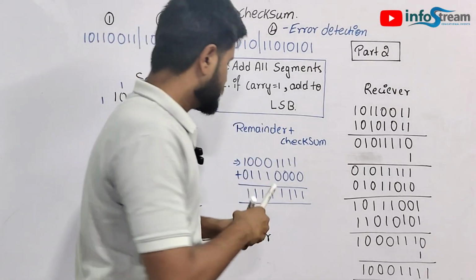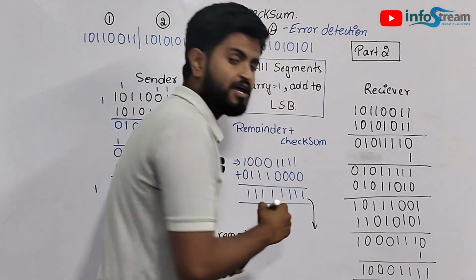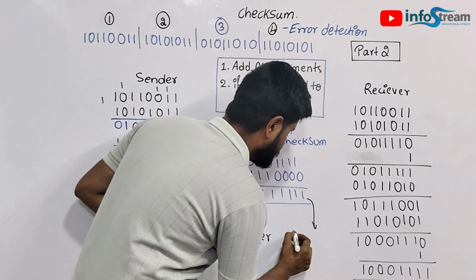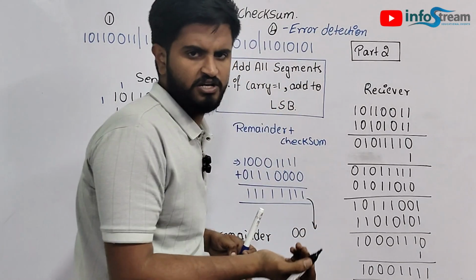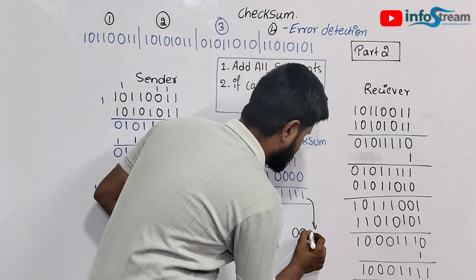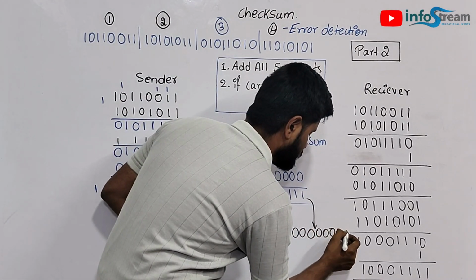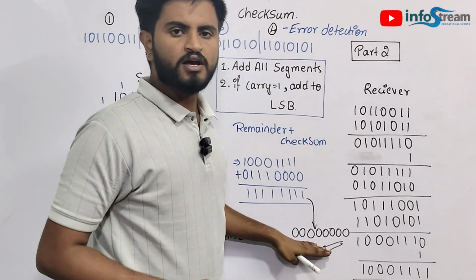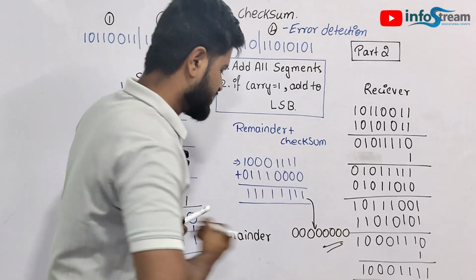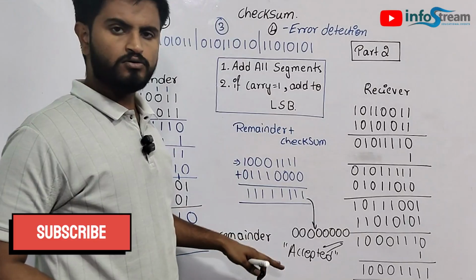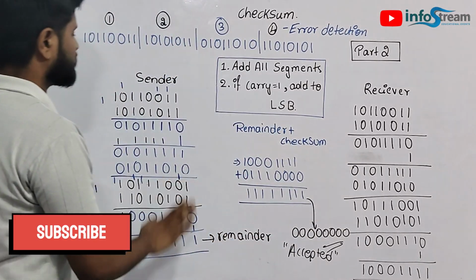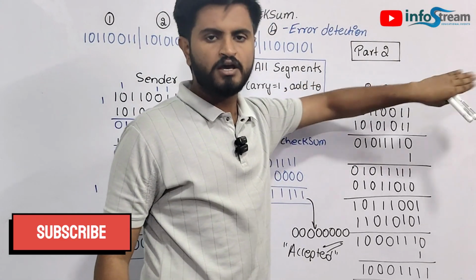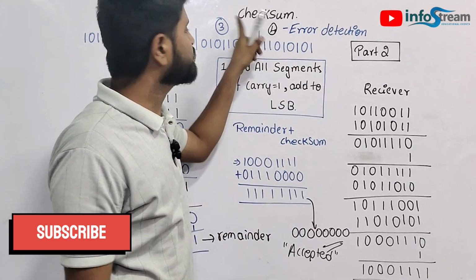Now at the last step you will be complementing the answer you got when you add the remainder and the checksum. So what will it be? 0 will become 1, 1 will become 0. So all 1s will become 0. So if you see here, at the receiver side, at last we got all the values equal to 0. So you can conclude that. So now we write accepted. So you can directly conclude that the message you sent from the sender side is correctly received at the receiver side without any error being detected using the checksum.